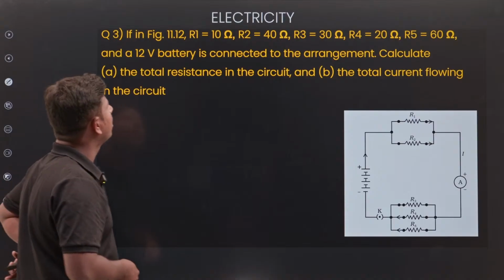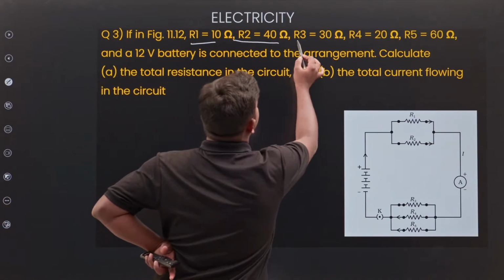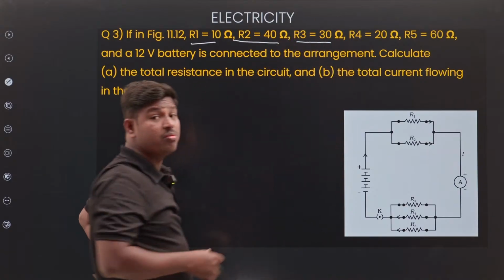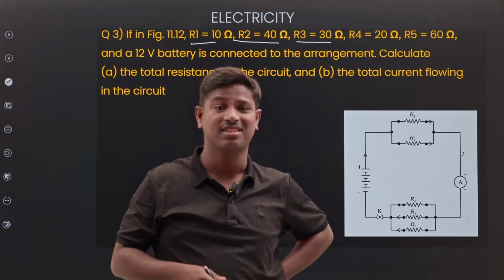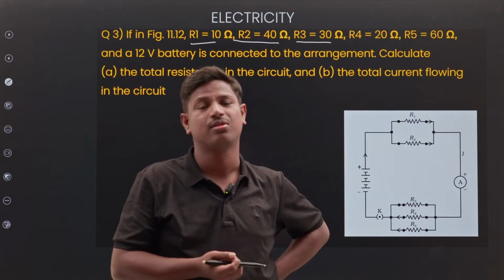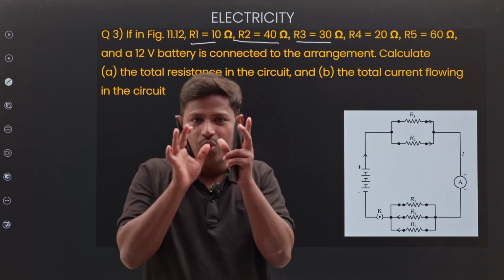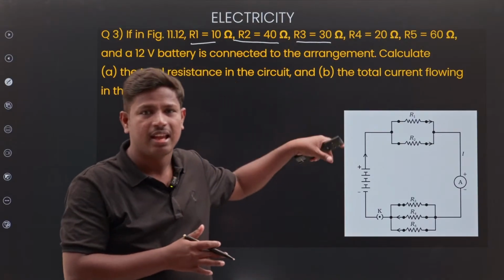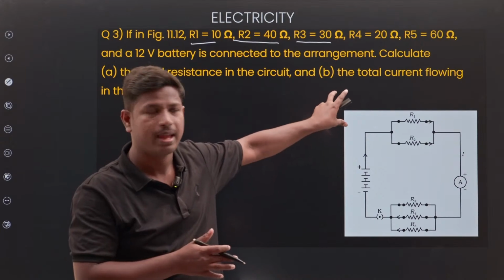In the figure, R1 is given, R2 is given, R3, R4, total 5 resistances are given. In examination also, maybe they ask you like this only to trouble you. But don't worry. Here I will help you with how to solve this kind of problems.